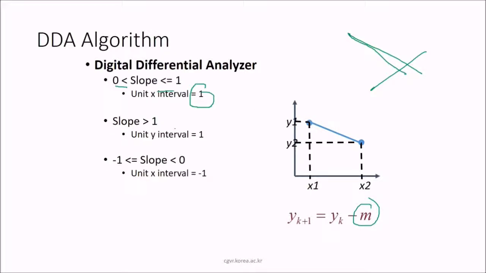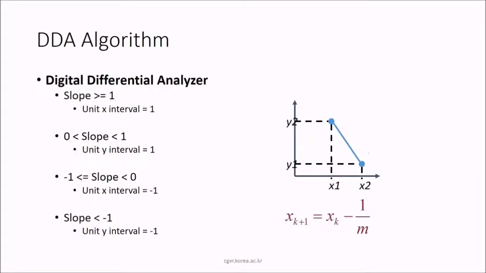If the slope is greater than 1, the unit y interval is equal to 1. If the slope lies between -1 and 0, then we take the unit x interval as -1. So x interval 1, y interval 1, x interval -1, depending upon the slope. And of course, y(k+1) is equal to y(k) minus m. This is how we choose the y for each corresponding x.